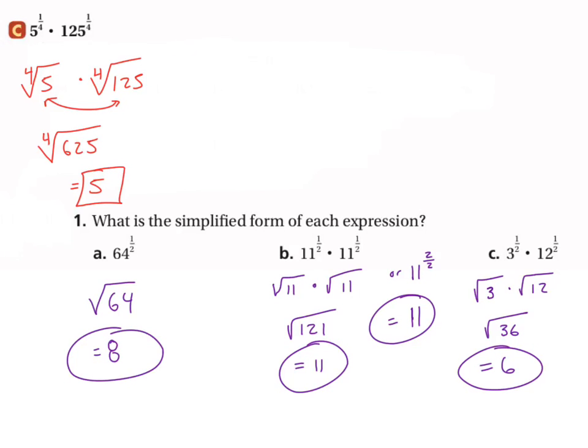All right, so in A, you've got essentially 64 to the 1/2 power is the square root of 64, so that's just 8. In B, you could take this as the square root of 11 times the square root of 11, or if you want to remember some of your exponent properties, you would just add those two exponents together, and that becomes 11 to the 2 over 2 power, which is 11 to the 1st. So in both cases, you get 11 as your answer. And then for C, you've got square root of 3 times square root of 12, that becomes the square root of 36, which is just 6.